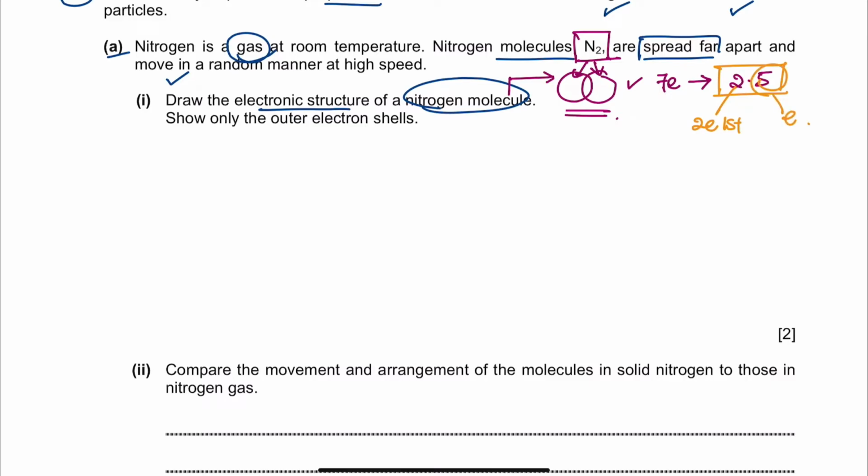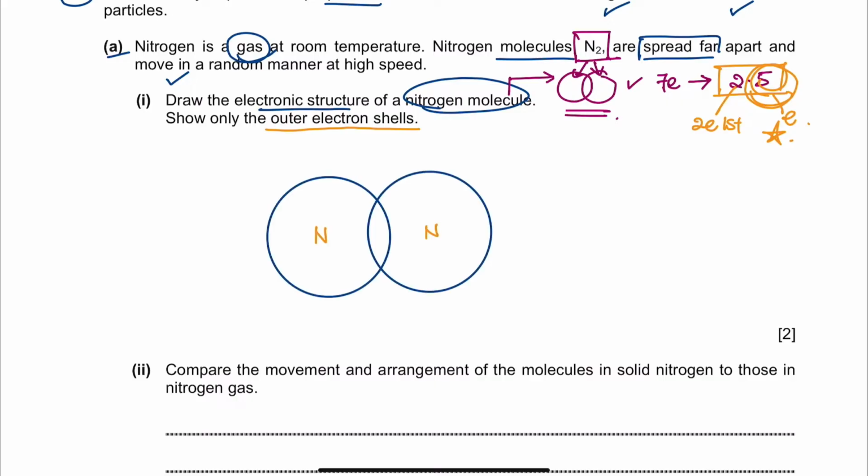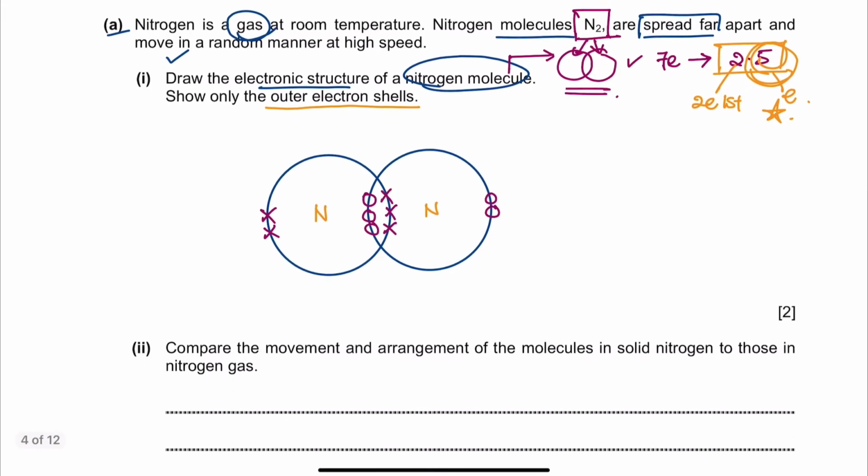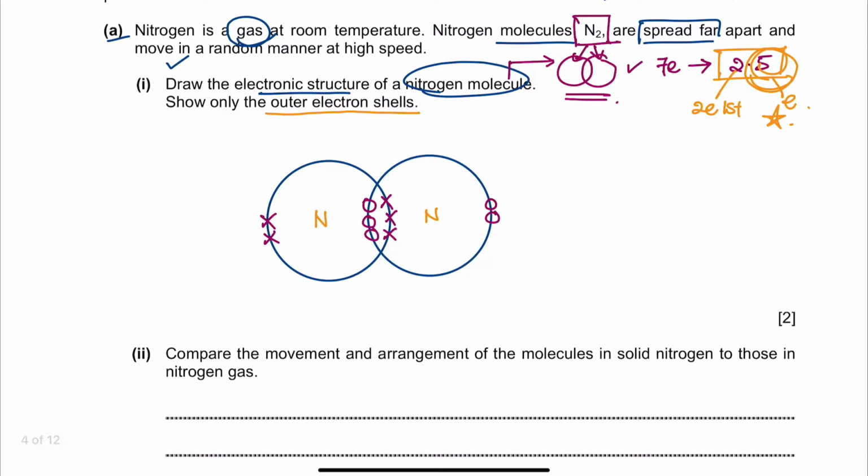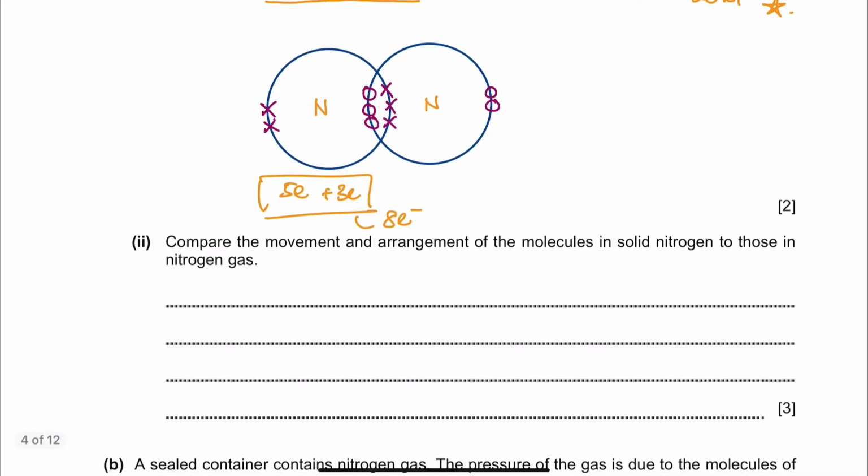Since the question is only requesting you to draw the outer electron shells, this is the one that you have to take note of, which is 5 electrons. So our nitrogen molecule will look like this, and we're going to have 5 electrons on each outer shell. This would be for the first, and this is the other atom with 5 electrons. So as you can see here, there are 5 electrons initially present in the atom. However, it receives another 3 from its partner, making it a complete 8 electrons on each shell. So this is how your nitrogen molecule will look.